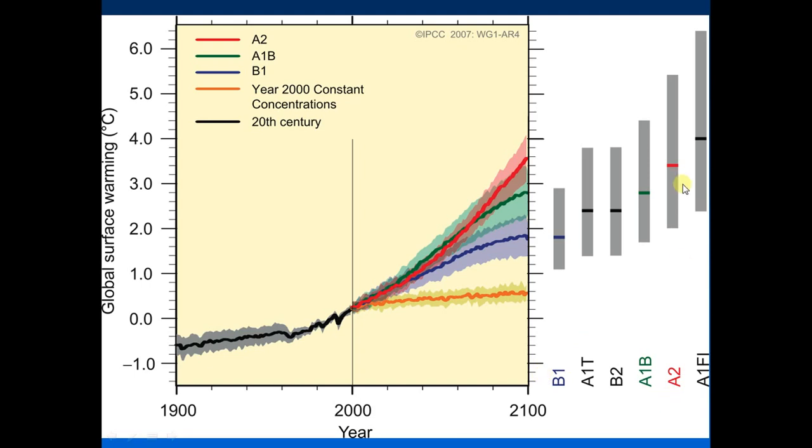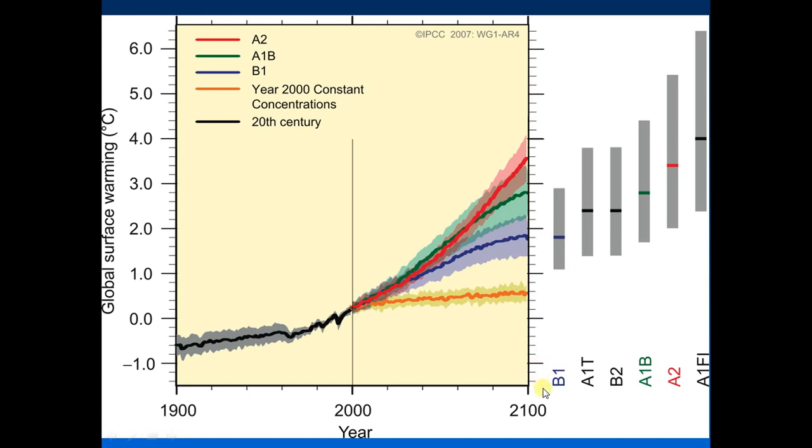So you're not just looking at 3, you're looking at all 6, and you're looking at total temperature change from 2000 to 2100, so the 21st century temperature change. You're looking at the best estimate in color inside of the gray bar, and then the gray bar indicates uncertainty. So let's see if we understand how to read this.